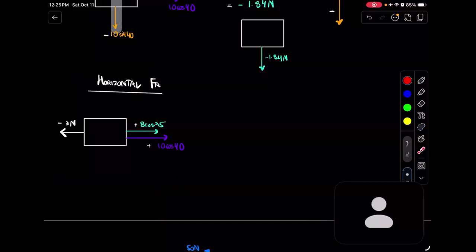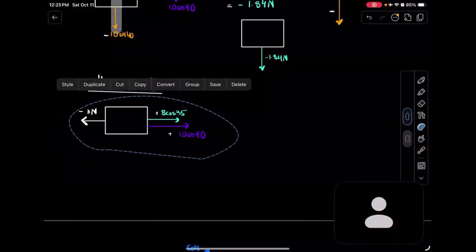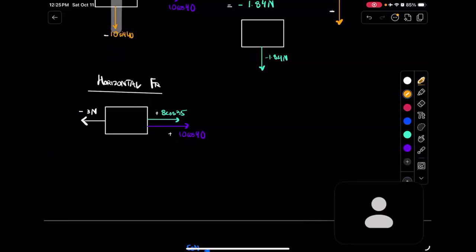Just like two people pulling forward and one person pulling backward. What is the resultant force? You just add them and subtract them. So 8 cos 45 plus 10 cos 40, right? And then when you add these two together, you get minus 3 as well because this person is pulling in the opposite direction. Let's check.